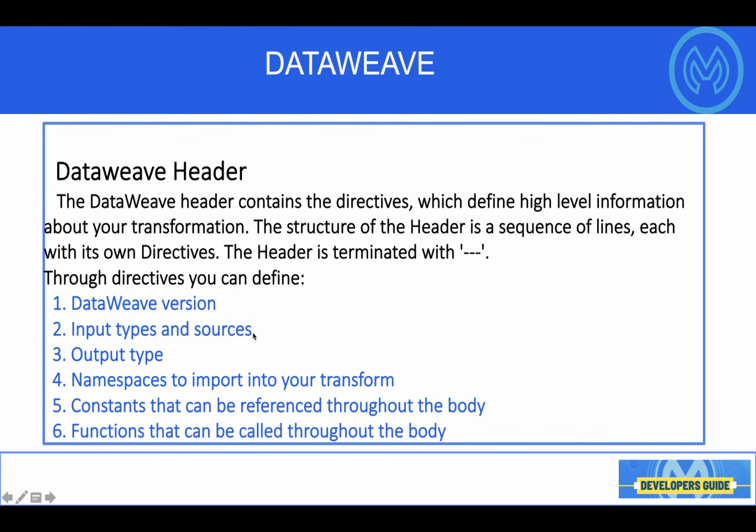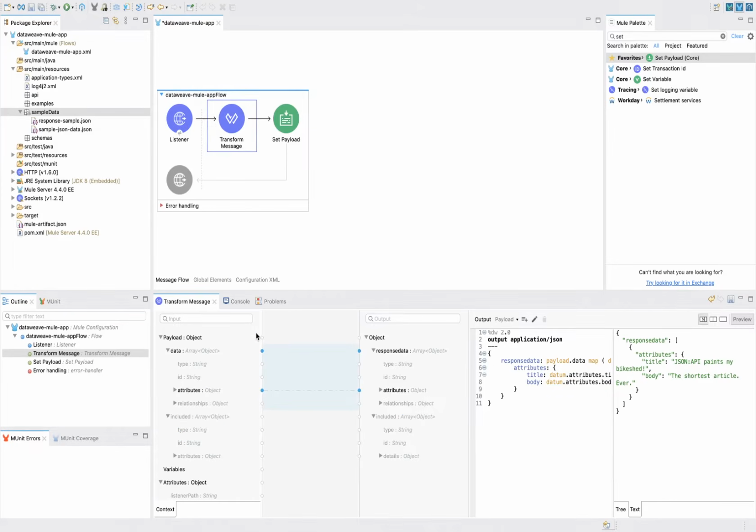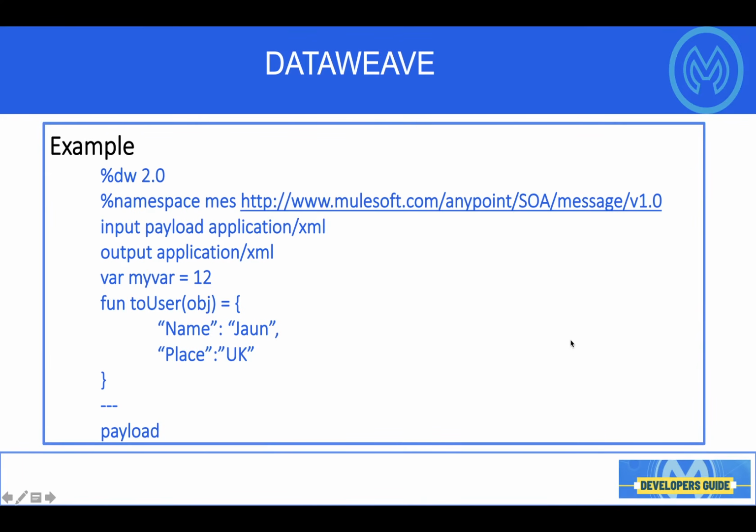input type and sources. Whenever we write Dataview code, we can define the input type of our request payload. Similar to the output, you can define the input type also. Here you can define the input type, and the syntax will be like this.